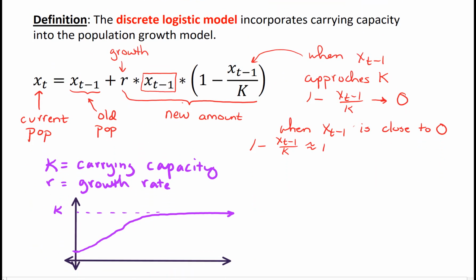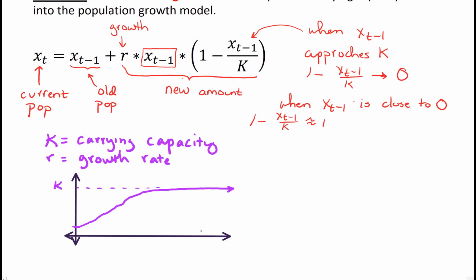So this is a really nice model. As we said, K is our carrying capacity, r is the growth rate. It's a really nice model because we do see real-world populations kind of fitting this paradigm. On the horizontal axis, I've got t, and on the vertical axis, I've got x of t.